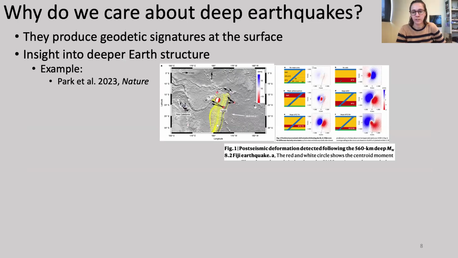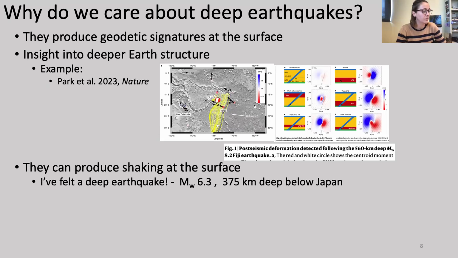And just to back out a second, why do we care about deep earthquakes? Like I said, we're mostly familiar with the shallow lithospheric earthquakes in terms of thinking about hazard. But these deep earthquakes, especially the large ones, do produce geodetic signatures at the surface. I have here an example from a recent Nature paper where they measured surface deformation after a deep earthquake over 500 kilometers deep, and then used that to investigate the viscosity structure of subducting slabs and the mantle around them. So this is a way where better understanding earthquakes maybe isn't as important for the hazard question, but for understanding Earth dynamics.